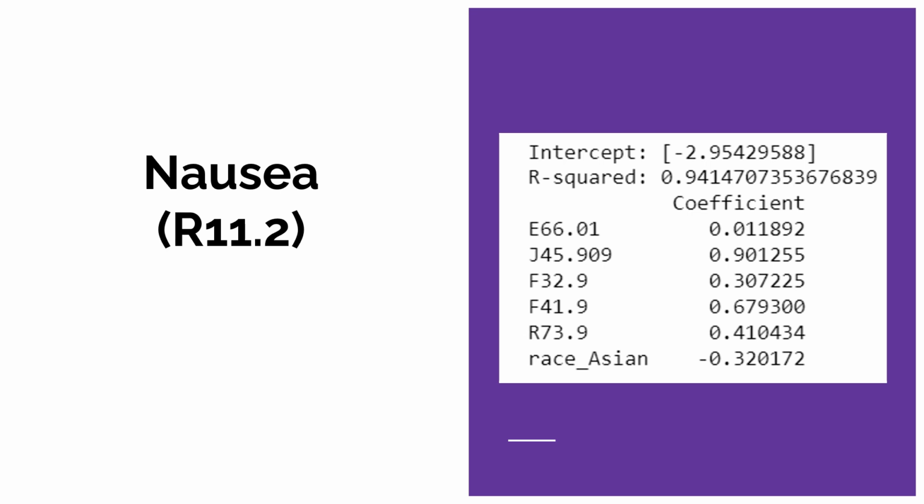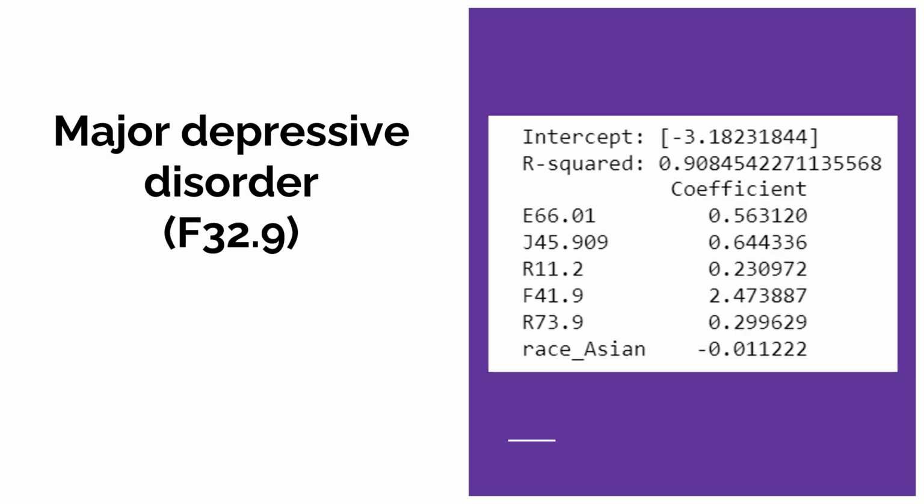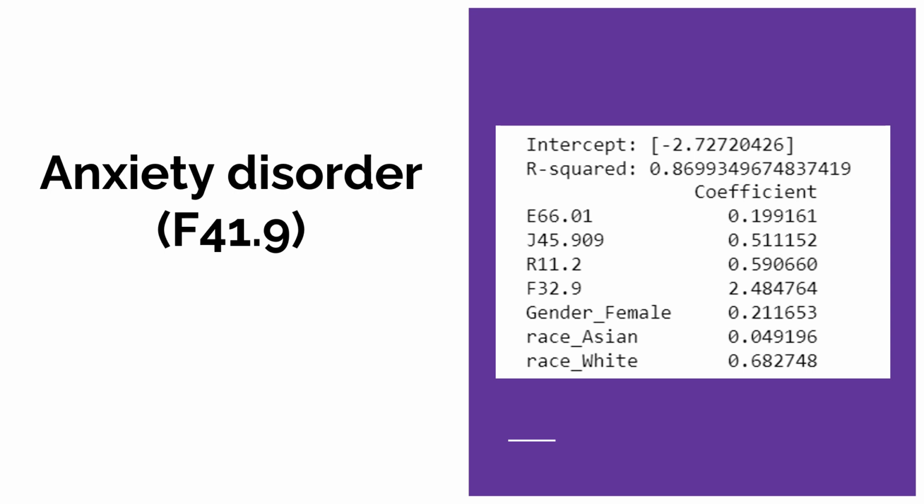Okay, so nausea, or R11.2, was the third regression that we ran, and these are the statistically significant variables that came up non-zero. Major depressive disorder, or F32.9. These were the statistically significant variables. Anxiety disorder, or F41.9. These were the determined statistically significant variables after running the lasso.